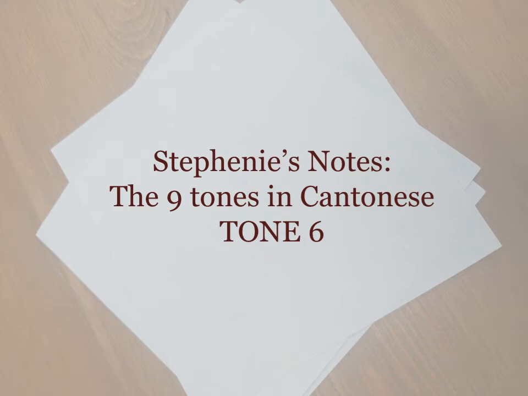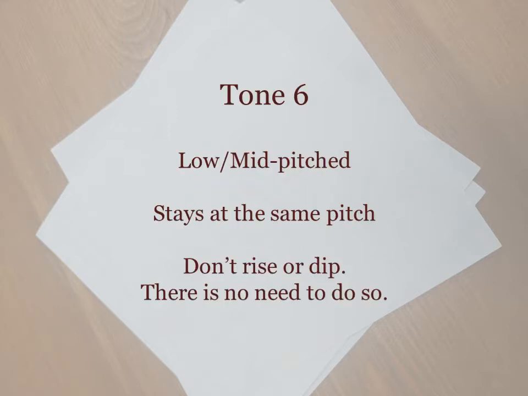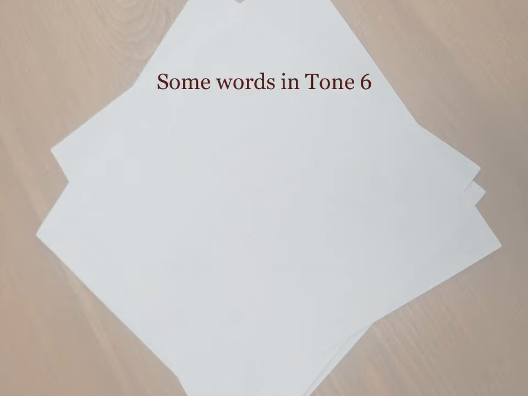Today we're going to look at tone 6 in the 9 tones in Cantonese. Tone 6. Low, mid-pitched, stays at the same pitch, don't rise or dip. There is no need to do so. Here are some examples.